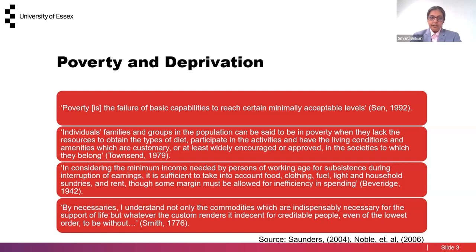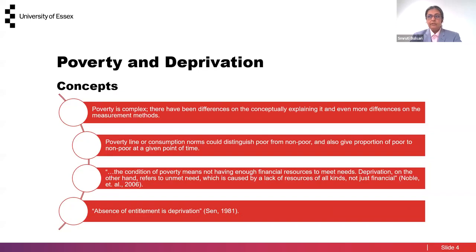Well, I'm not reading out this slide, but it is very clear if you read this slide that poverty is complex. It is not really easy to define poverty, and there have been differences in explaining it, both conceptually as well as from the measurement perspective. Poverty line or consumption norms, as we will see soon, distinguish poor from non-poor and also give the proportion of poor to non-poor, or to be more precise, the proportion of poor in the total population.